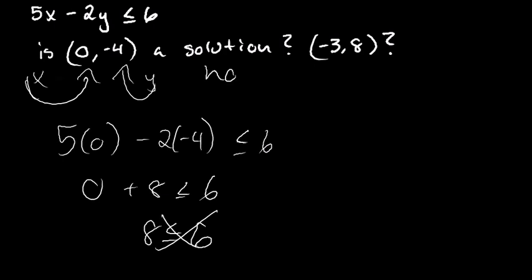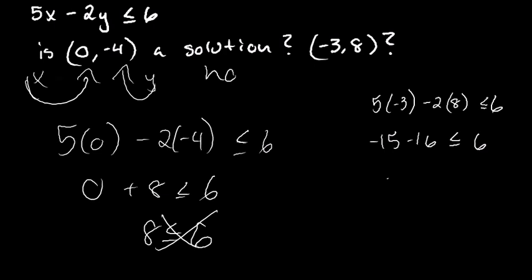No, not a solution. What about negative 3, 8? So I get 5 times negative 3 minus 2 times 8. Negative 15 minus 16 less than or equal to 6. Is negative 31 less than or equal to 6? I think so. This is a solution. Yes.